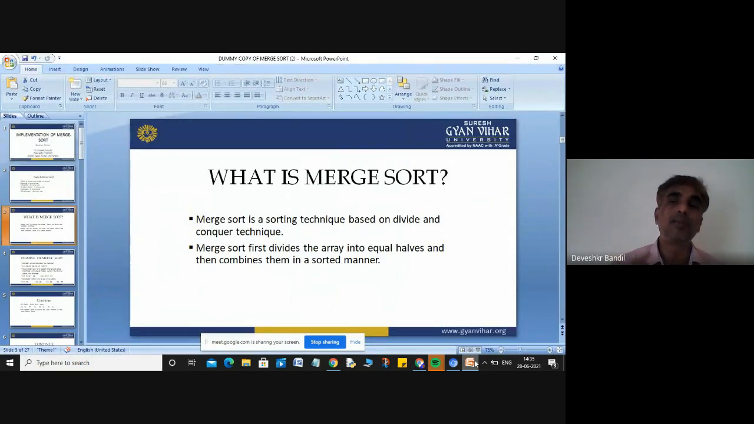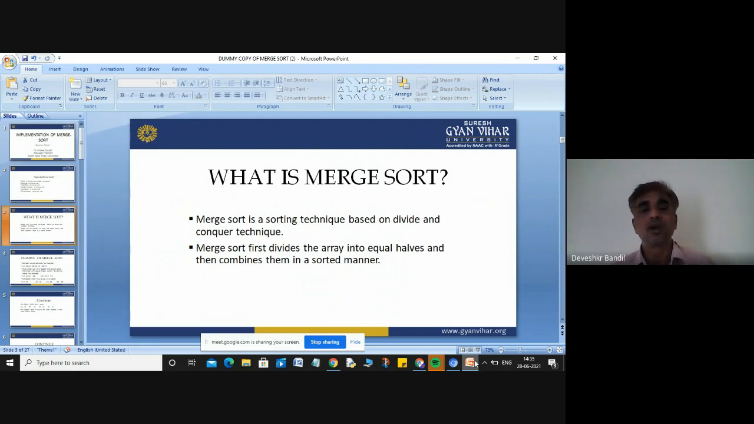When you apply the merge sort technique, first of all, merge sort divides the array into equal halves, and then combines them in a sorted manner. So in merge sort, you will focus on only two tasks. First, merge sort is a sorting technique based on the divide and conquer method.